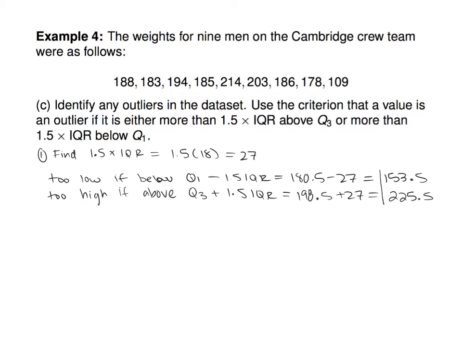So I will be looking to see if you have these numbers in your work when you submit homework and stuff like that. So do we have any numbers that are too low? Are there any numbers that are below 153.5? And the answer is yes. So one outlier is 109, and everything else is above 153. So just that 109 is a problem. And the second question is are there any numbers that are too high? And the answer is no. Our highest number is 214. That's not higher than 225.5, so the only outlier is 109.